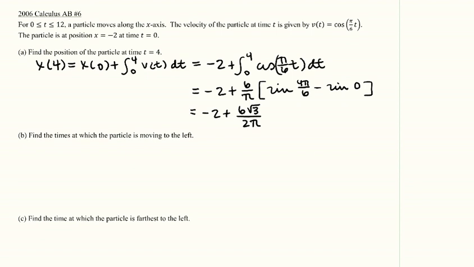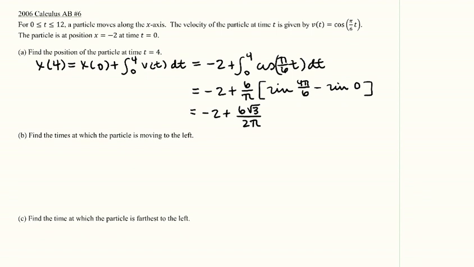Okay, so I plug in 4, and I have sine of 4 pi over 6, sine of 2 pi over 3. 2 pi over 3 is pretty high up and a little bit to the left, so pretty high up is sine equaling root 3 over 2. And so I have 6 root 3 divided by 2 pi. You could call that 3 root 3 over pi, whatever you want. And then we're still adding that -2.